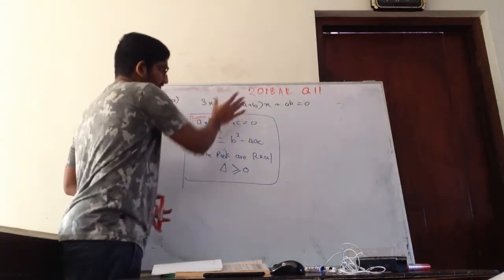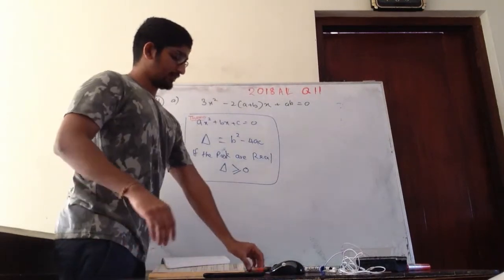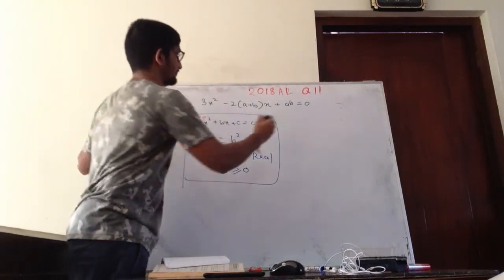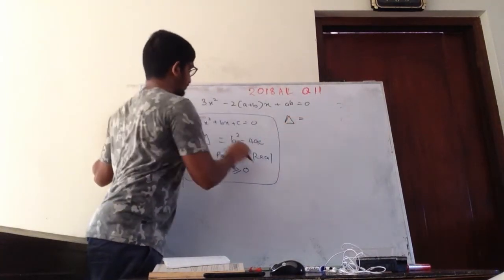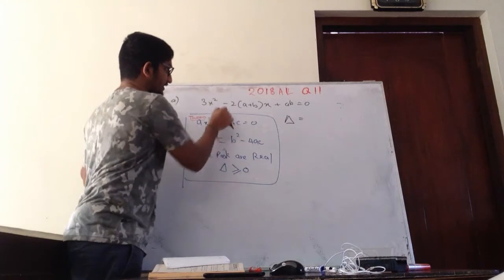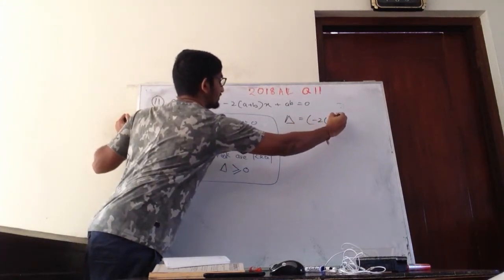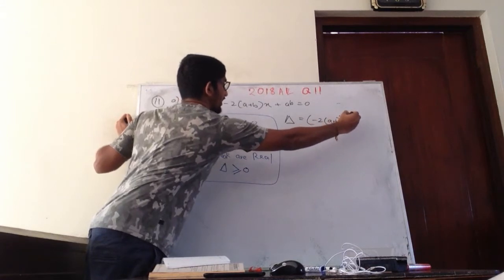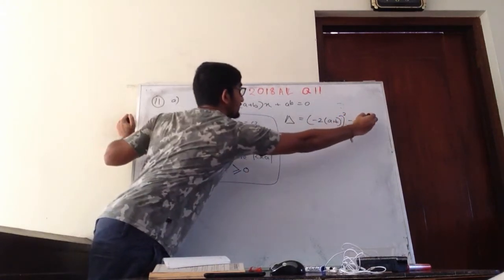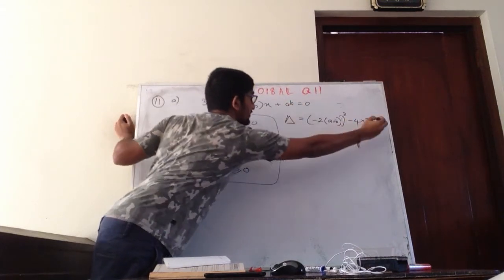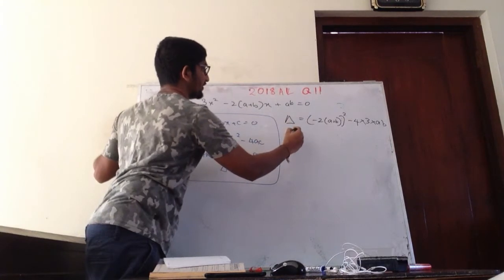So according to this we can find this. Now let's find the discriminant here. So b squared is basically the second term, that means minus 2(a plus b) squared, minus 4. What is a? A is 3. What is c? C is ab. Right, so we need to basically simplify this.